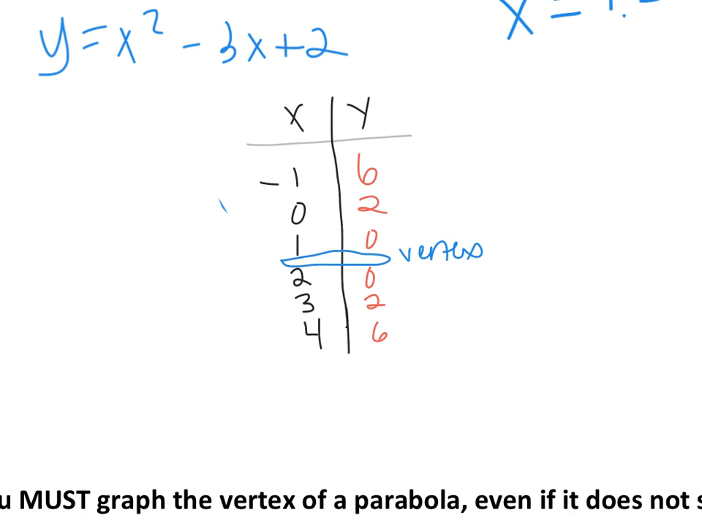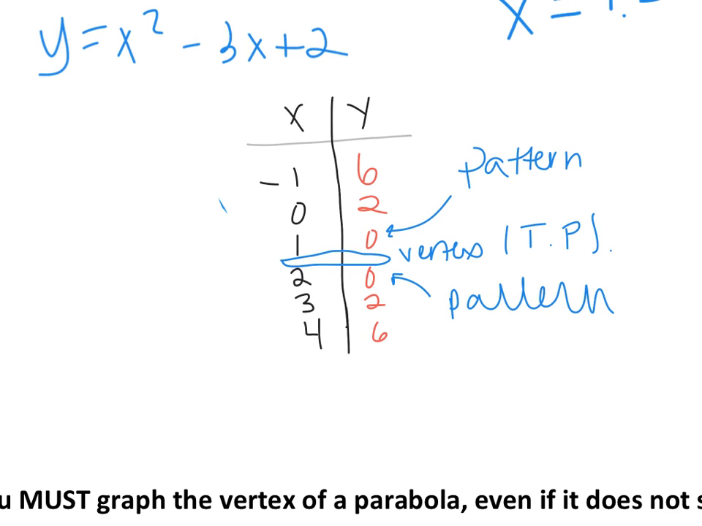The reason why your vertex is appearing there is because, look, I can't have a vertex at (1, 0) or (2, 0) because it's basically saying that those points repeat. This is your turning point or your vertex because this is where the pattern starts to repeat. Look, I have a pattern of 6, 2, 0, and then I have a pattern of 0, 2, 6. We need to make sure that that pattern stays alive.